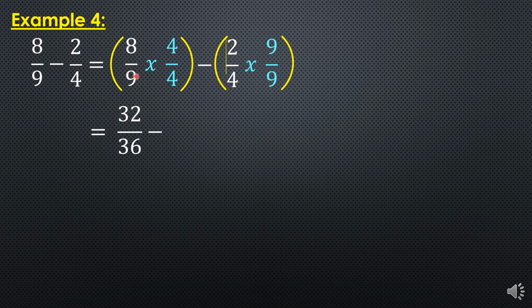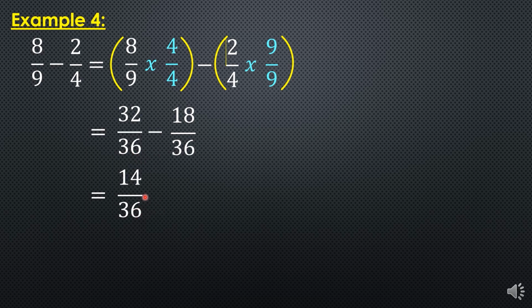8 times 4 equals 32. 9 times 4 equals 36. Minus 18 over 36. 2 times 9 equals 18. 4 times 9 equals 36. So the denominators are the same. Let's subtract. 32 minus 18 equals 14. And then copy the denominator, which is 36.